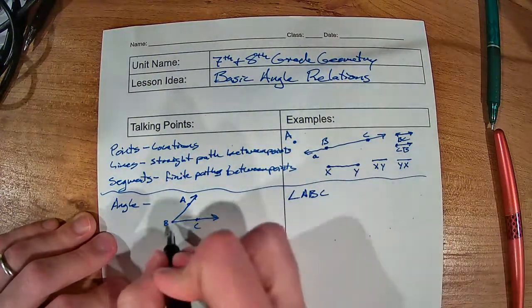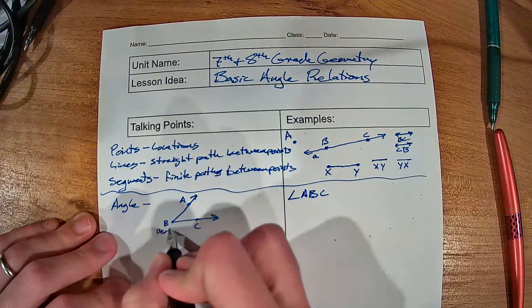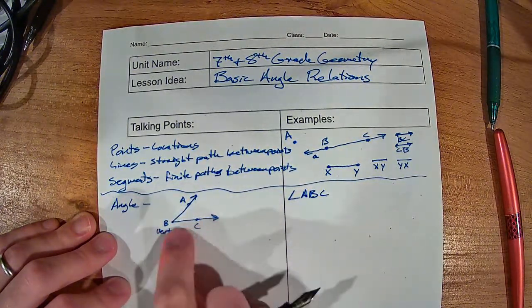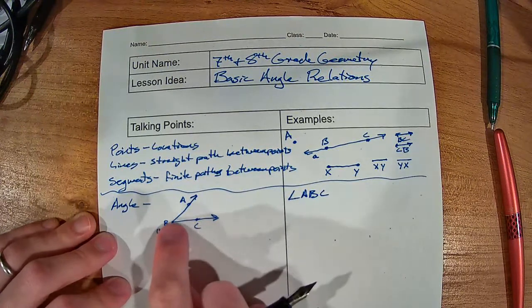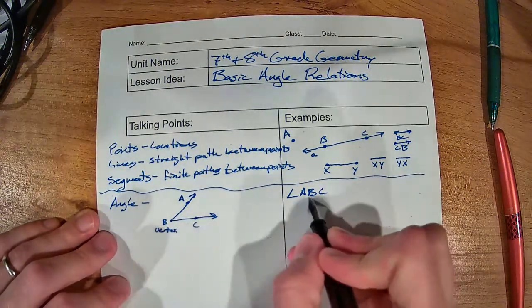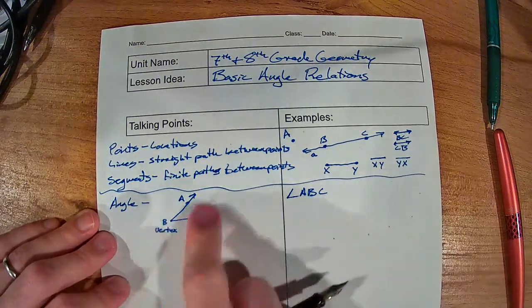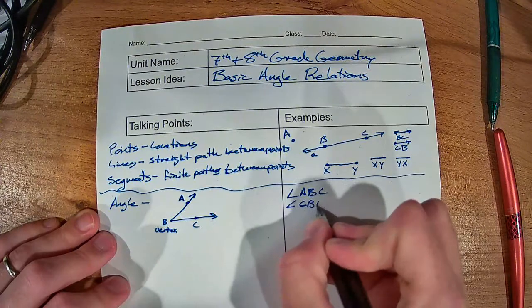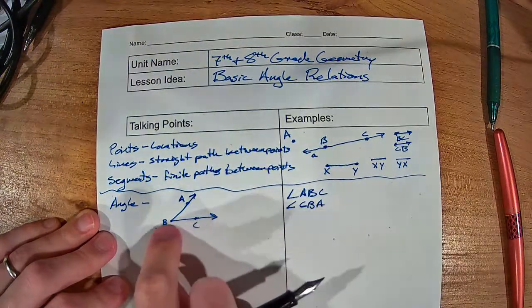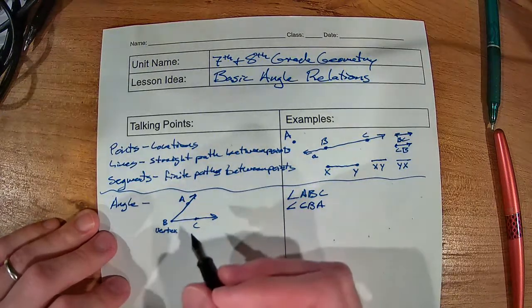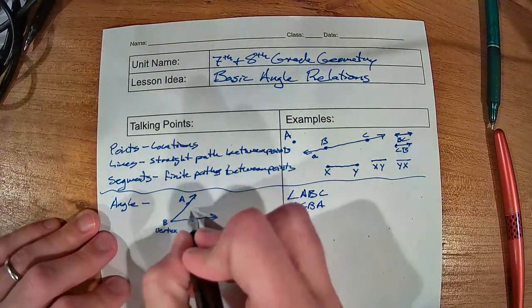And notice B is what we call the vertex. In other words, it's where our segments or our rays or our lines, whatever, meet up and form that point. We call it the vertex. The vertex is always in the middle. So I could also name this angle CBA. Again, notice C to B to A, that defines that angle there. Now, we have the interior space.